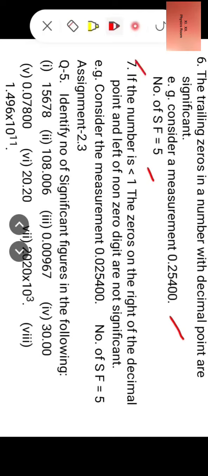Now rule number 7. If the number is less than 1, the zeros on the right of the decimal point and left of the non-zero digits are non-significant.